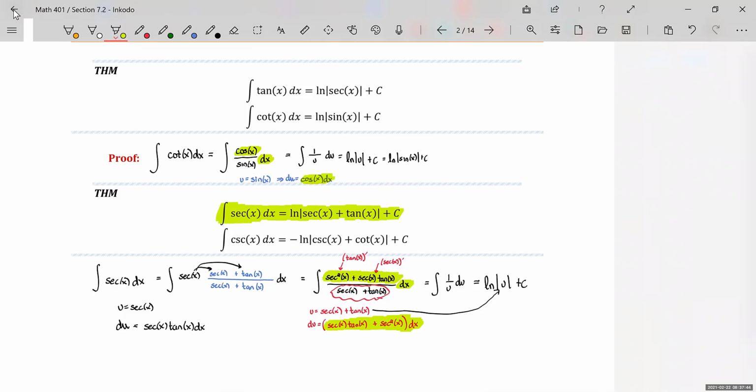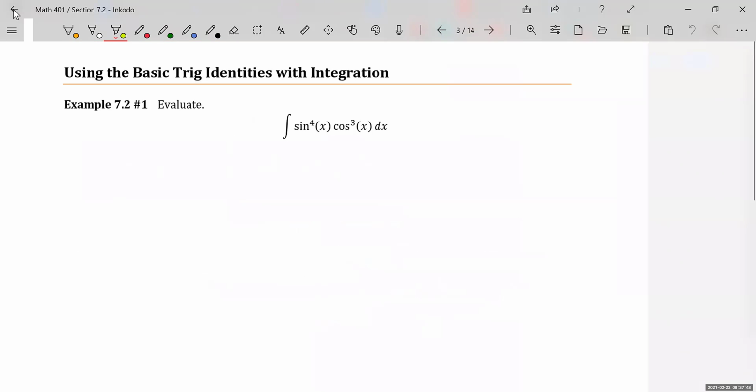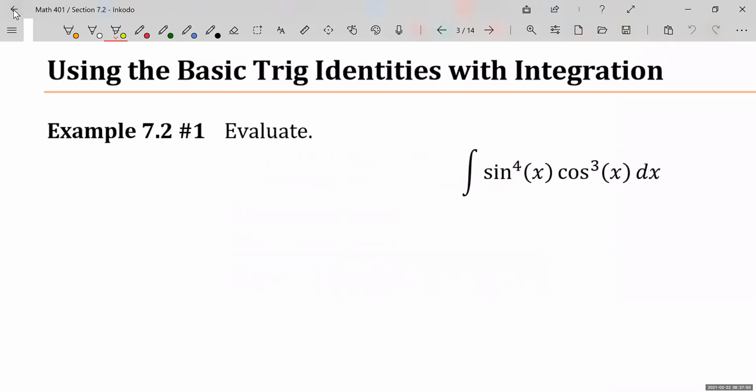All right. So let's use some of this. Using the basic trig identities with integration. Again, I want to remind you, this is going to be nothing new. There's no new integration trick we're using here. It's just going to be u subs with our trig identities.